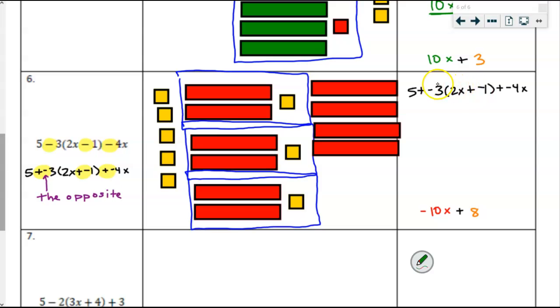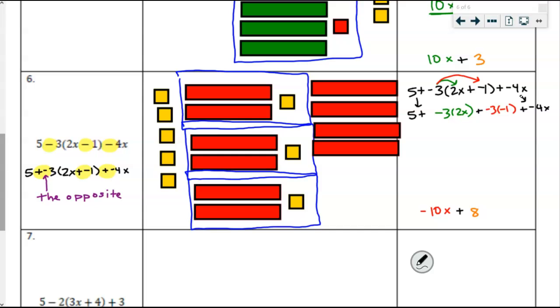We're saying we have not just 3 groups of 2x, but we have the opposite of 3 groups of 2x. Or in other words, take a look. That says negative 3 times 2. And I don't just have 3 groups of negative 1. I have the opposite of 3 groups of negative 1. So plus a negative 3 times a negative 1. Don't forget that we need to bring this down. Haven't done anything with it, but we don't want to forget it. So we bring down the plus 5. We bring down the plus a negative 4x. We didn't make any changes, but we can't forget them, so we just bring them down.